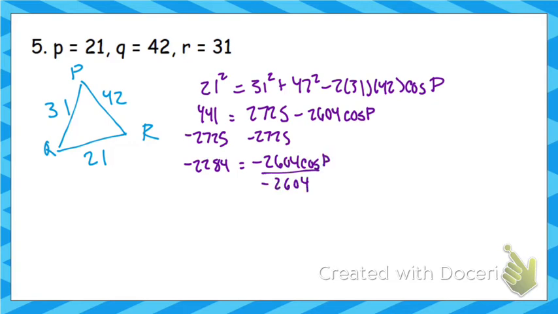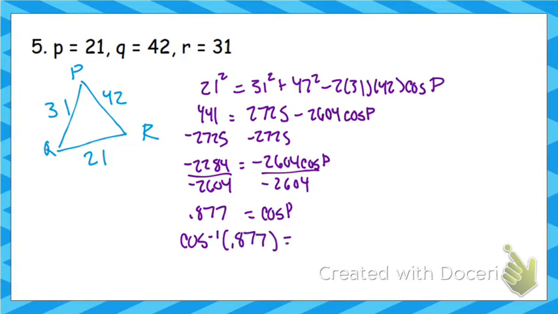Divide by what's in front of cosine. And I'm going to do cosine inverse of that. Let me go ahead and actually write that number out for you guys so you can see it. So 0.877. And again, yes, we're going to do cosine inverse to find the angle. So shift cosine of that answer, and I get 28.7, which I'll round up to 29 degrees. So that's angle P.